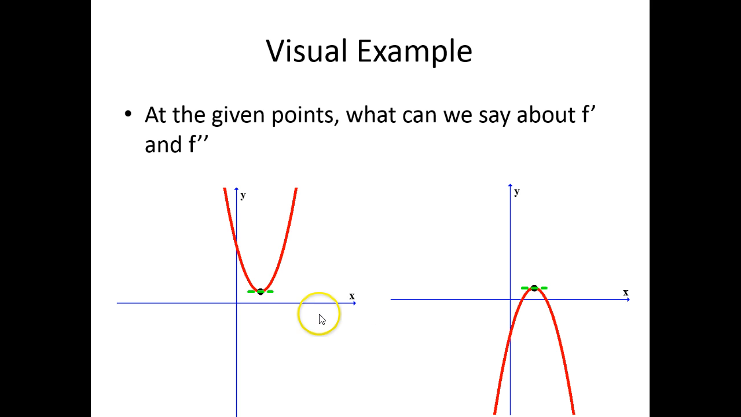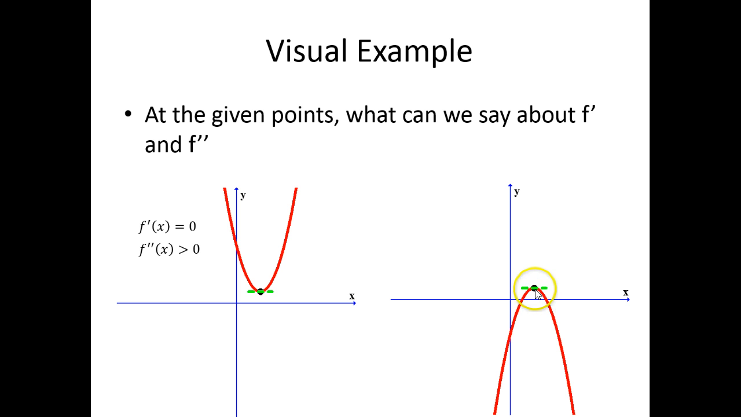Let's think of this visually. Here we have some graphs. Notice that on this graph, if we look at this point down here, the first derivative is 0. Notice there's a horizontal tangent line. And what we notice about the second derivative is that it's concave up, which tells us the second derivative is positive, which means this is a minimum. So if I have a situation where the first derivative at a point is 0, and the second derivative is positive or concave up, then that tells me I have a minimum at this point.